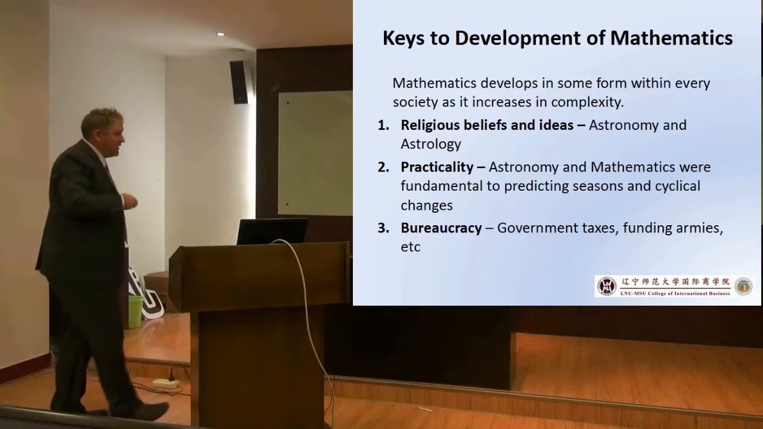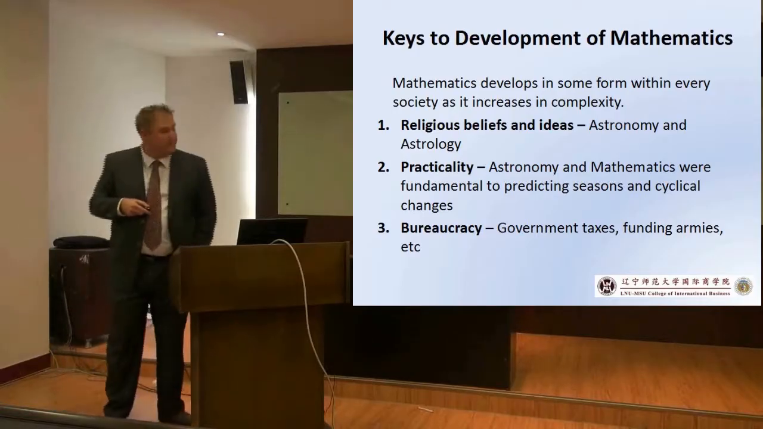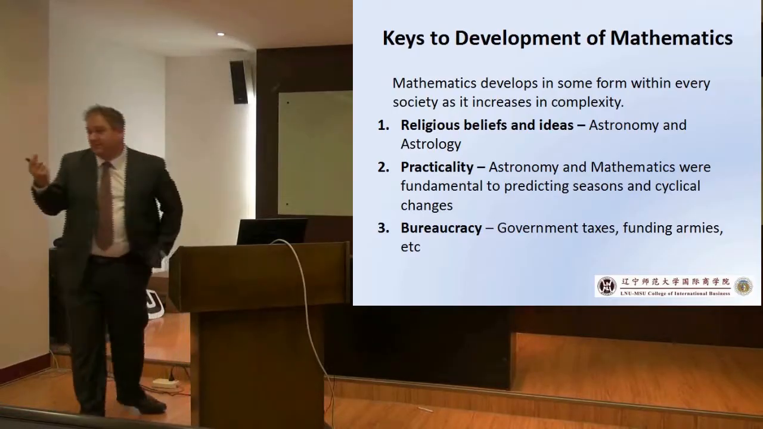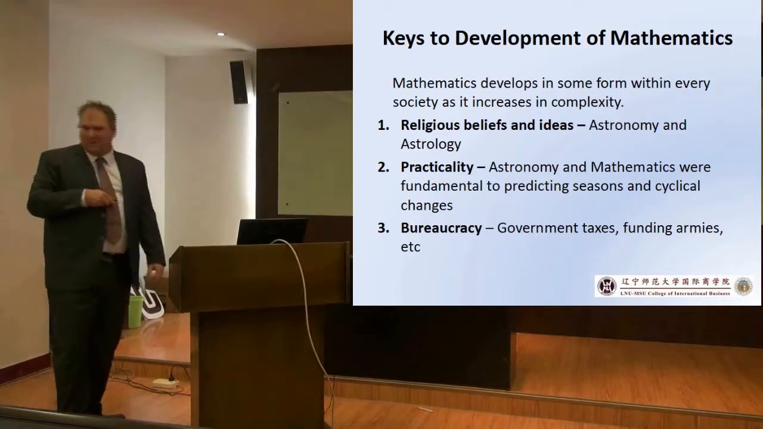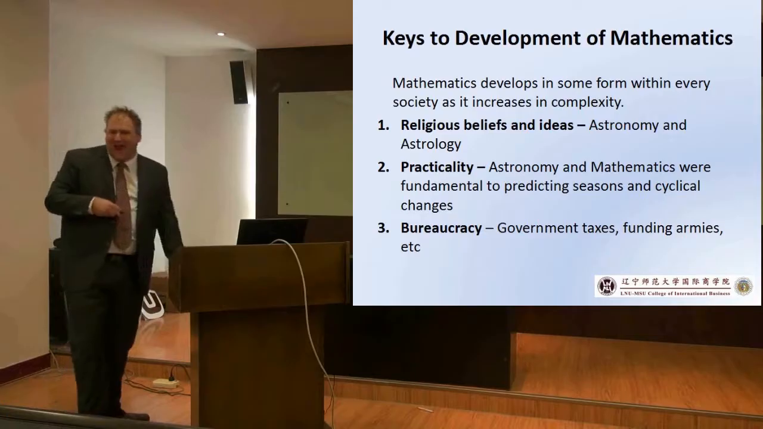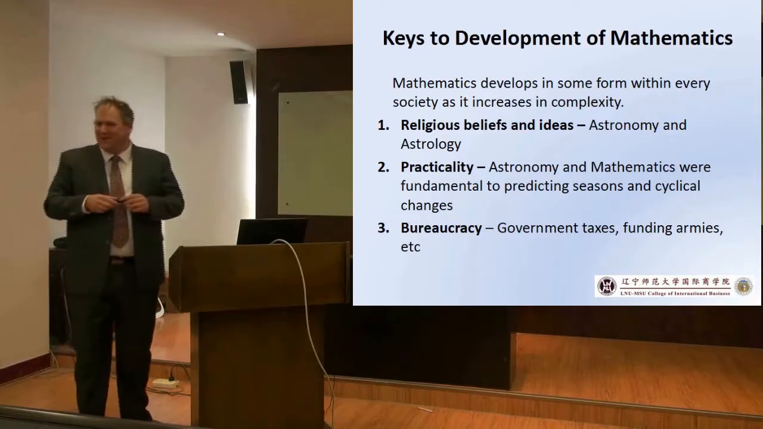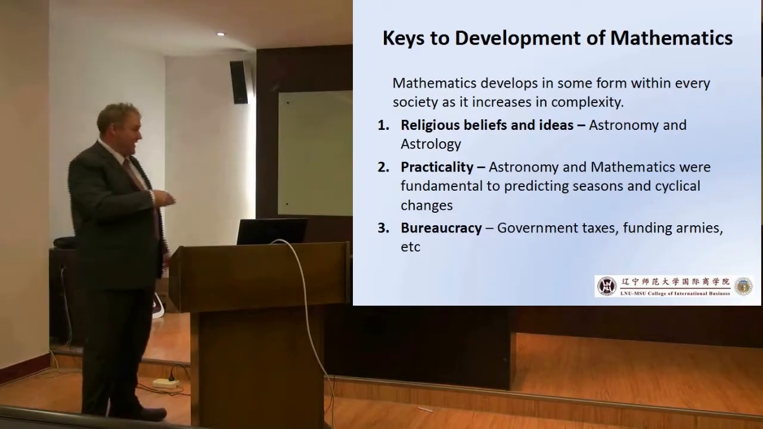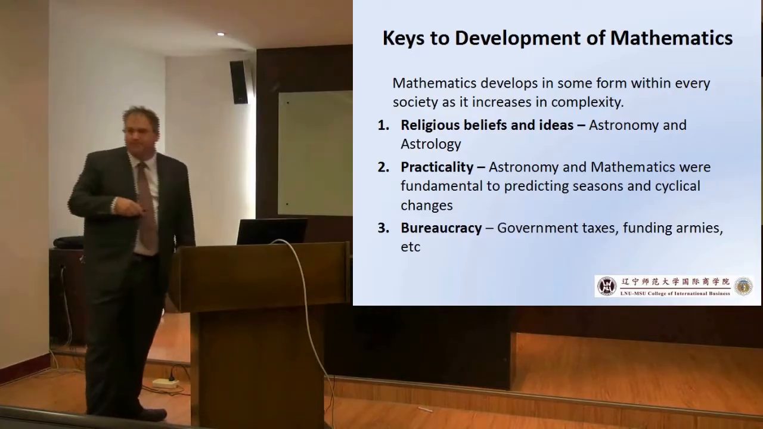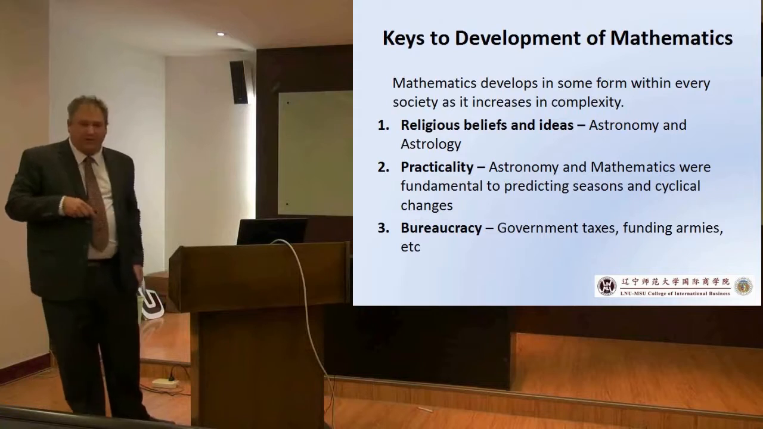Okay? Obviously, building infrastructure as it gets more and more complicated. And market economies, money. Obviously, we need that. Okay? And bureaucracy. Okay? Government taxes. What's the old saying? There's only a couple things that are sure in life. Taxes and death. Okay? So we're going to get taxed. Funding armies. And management of populace.